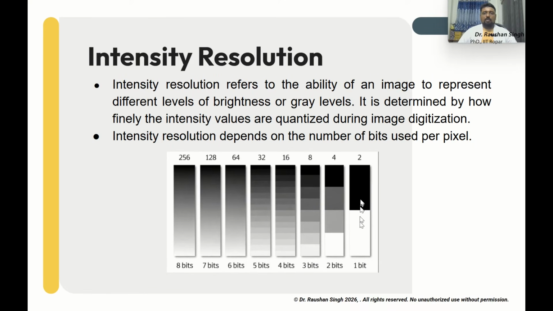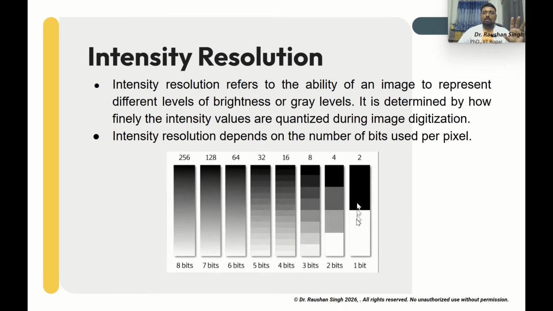For a 1 bit image there are only 2 values, for a 2 bit image only 4 values, for a 3 bit image only 8 values. So basically that is 2 to the power of the bits. 2 to the power 1 is 2, 2 to the power 2 is 4, 2 to the power 3 is 8, 2 to the power 4 is 16.